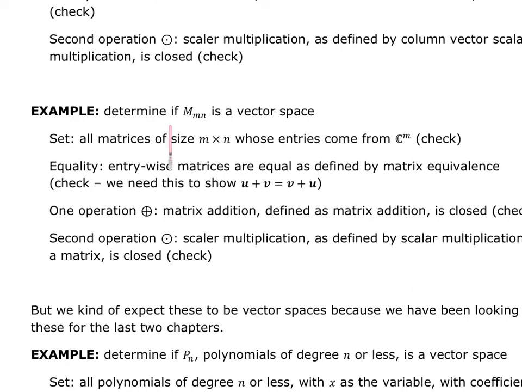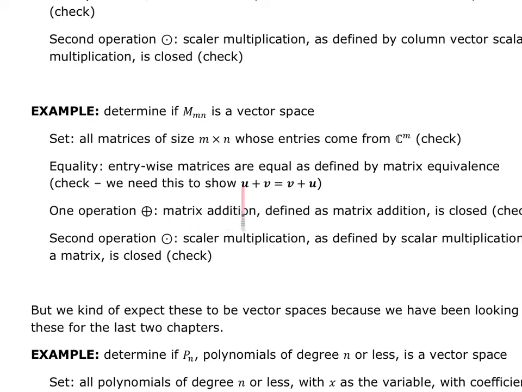Now let's look at all of the matrices of size m by n, determining if that's a vector space. So first of all, I have to define the set. Do I have a set? Yep, it's the matrices of size m by n whose entries come from the complex numbers. Equality-wise, entry-wise is what we expect with matrices, is how we defined them as being matrix equivalent.